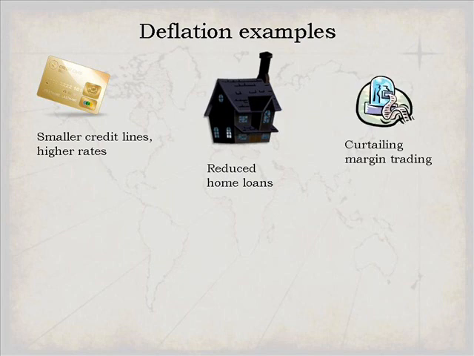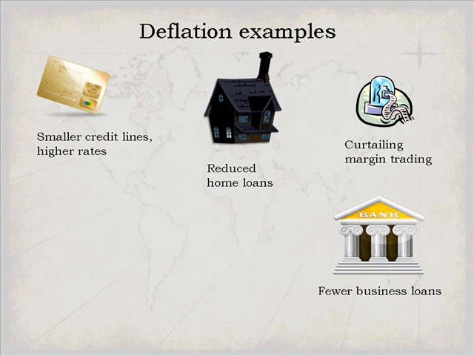A deflation example can even hit the stock market by the regulation of the amount of margin trading that can be conducted by traders, or the percent associated with the margin trading. Commercial banks could also reduce the amount of money that they loan to businesses.